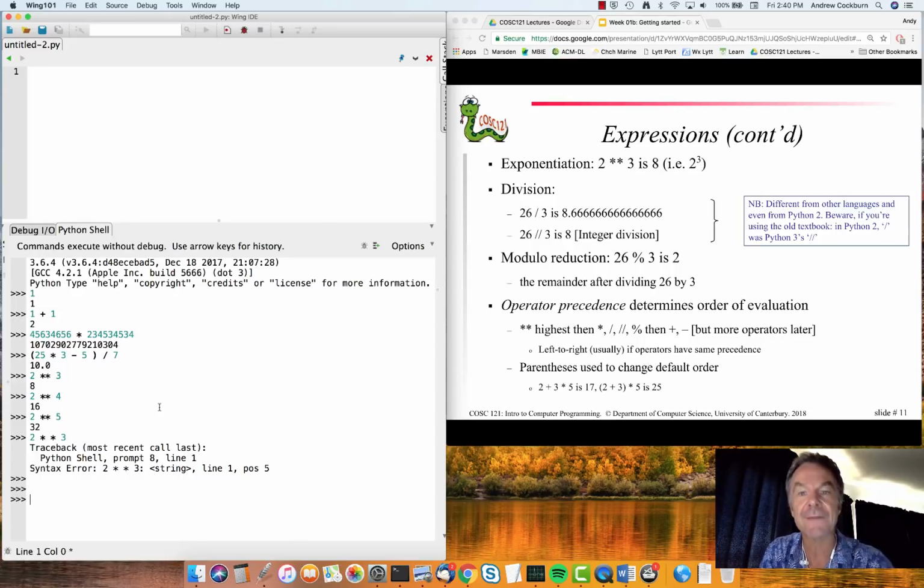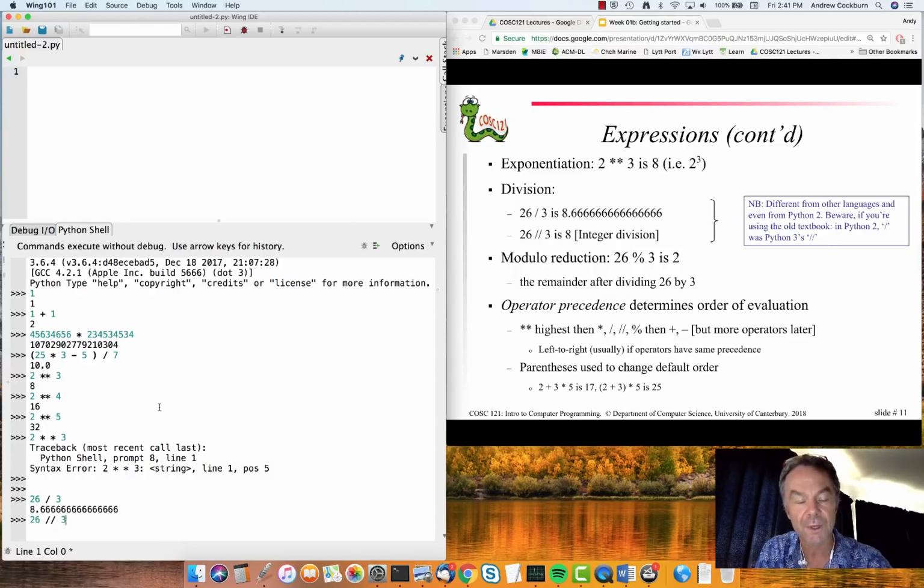Division, we've got 2 different flavors of that, if you like. We've got normal division, which looks like this. The slash operator gives us division. 26 divided by 3 gives us 8.666666. So what's happened here is two integer values, two whole numbers with no decimal point component to them, 26 and 3, have been involved in an expression computation, and that expression computation has resulted in a floating point value with a decimal point.